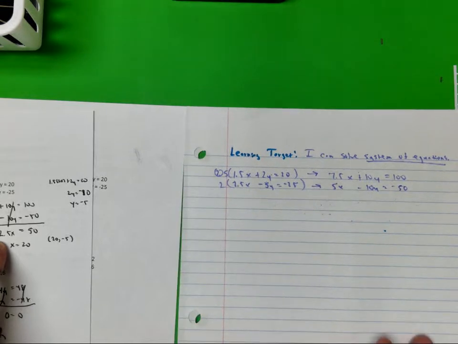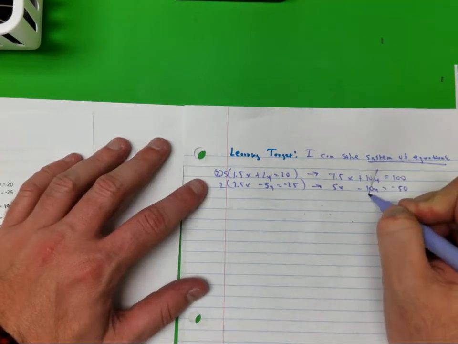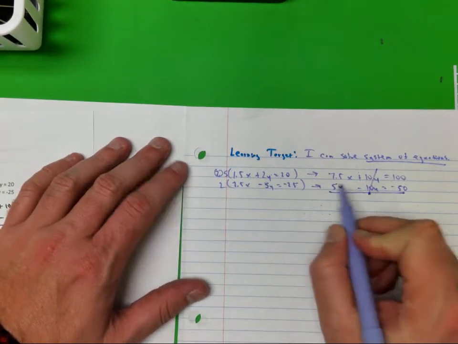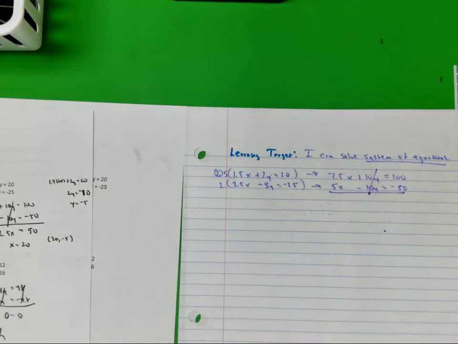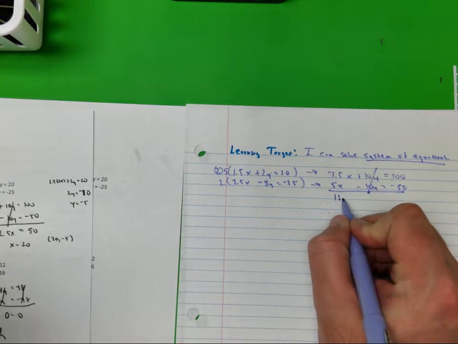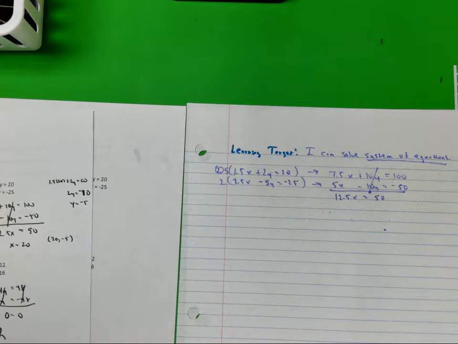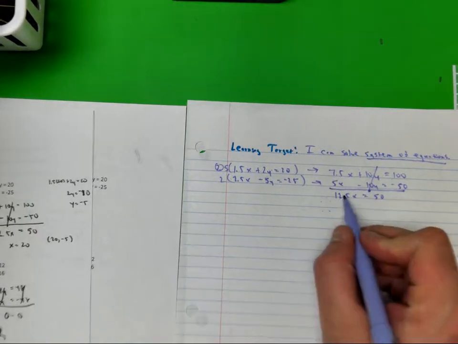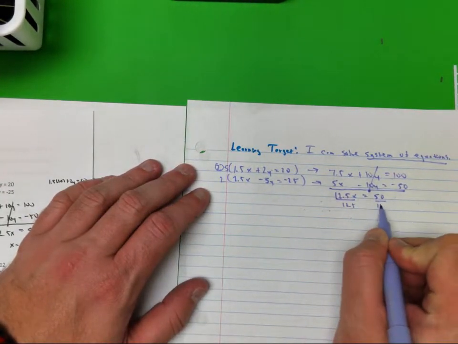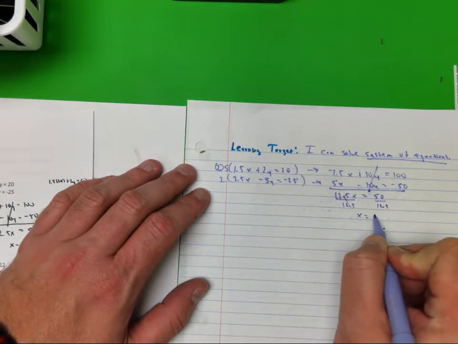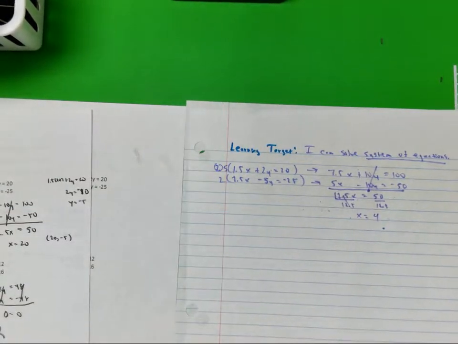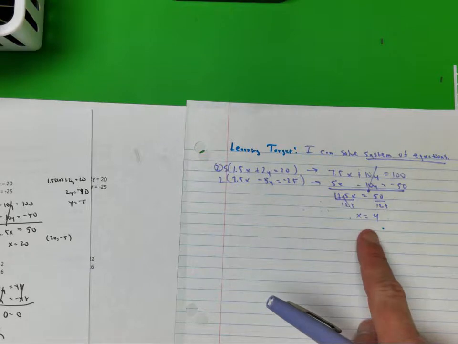Remember, this process is called elimination because you're eliminating a variable. Now you got 7.5 plus 5. That gives you 12.5x equals 50. Then divide by 12.5 and x equals 4. Your solution to a system of equations will be in the form of an ordered pair. This is just the x coordinate, we need to find the y coordinate.